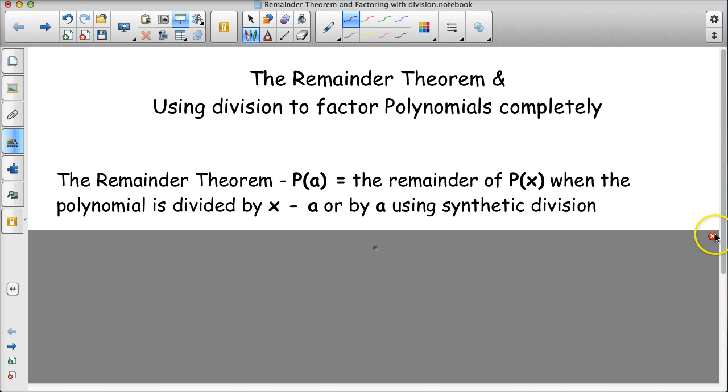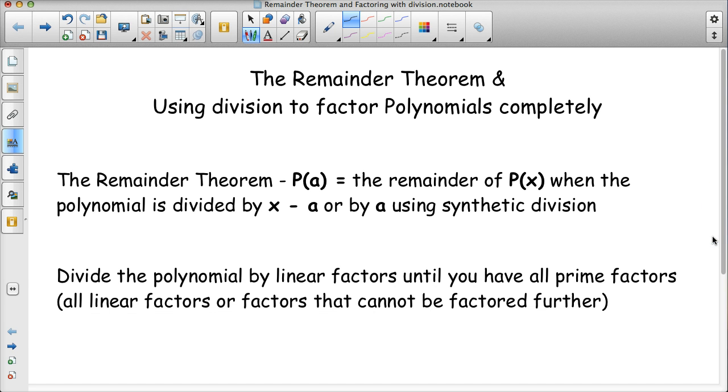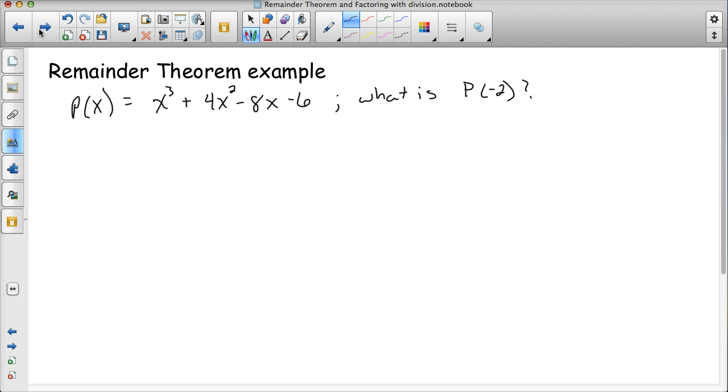The other thing that we want to really talk about is using division to factor polynomials completely. What that means is that if we have a polynomial and we're given a linear factor, or we're able to determine a linear factor, we can use that with division to factor out the polynomial, making it smaller or easier to factor each step until we can do factoring by grouping or use the quadratic formula. So we're going to take a look at that as well. Let's start with the remainder theorem.